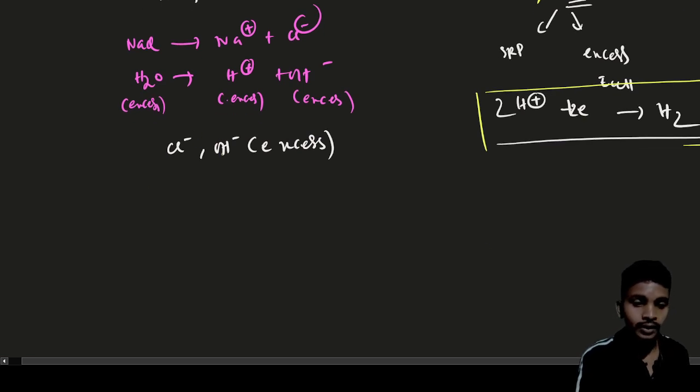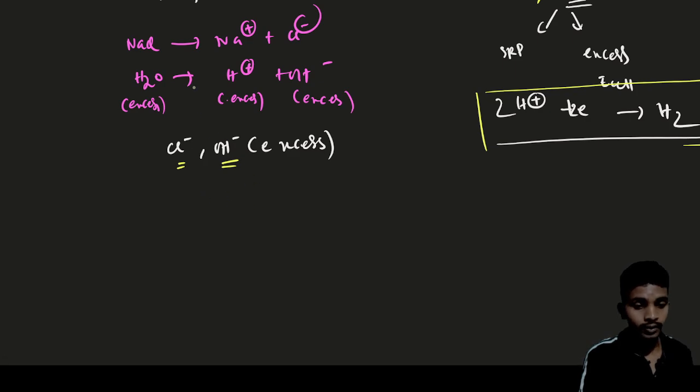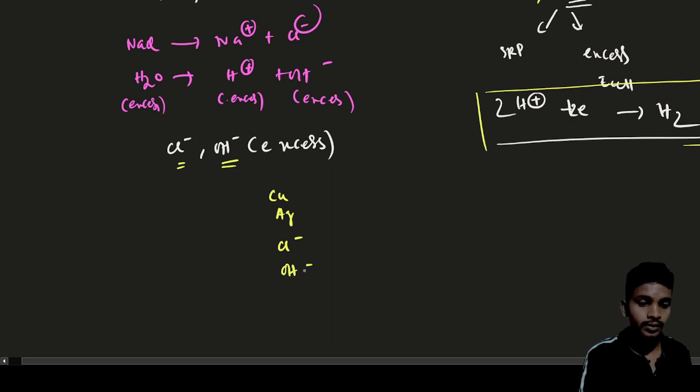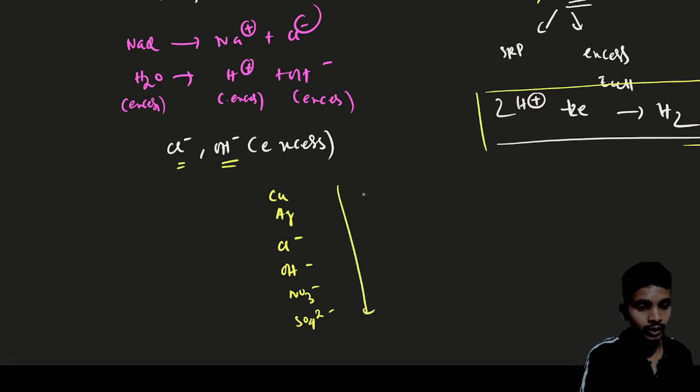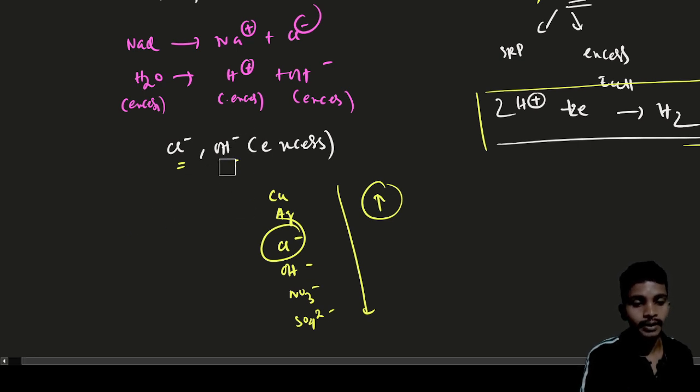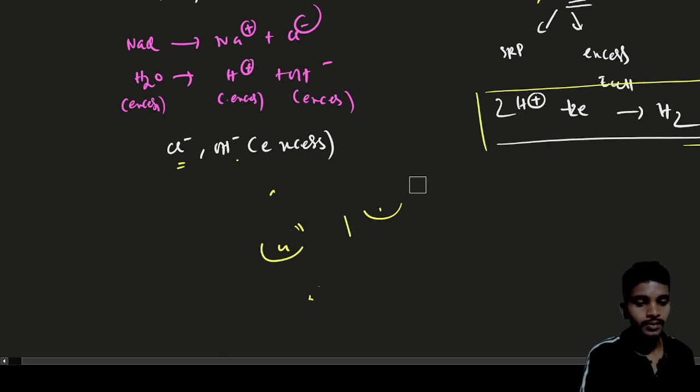Similarly for the anode, OH minus is in excess, along with Cl minus. If you see the electrochemical series: copper, Ag, Cl minus, OH minus, NO3 minus, SO4 2 minus. For anodes, you have to look at the one above. Above, Cl minus is present, so Cl minus should discharge, but since OH minus is in excess, Cl minus will not discharge, OH minus will discharge.